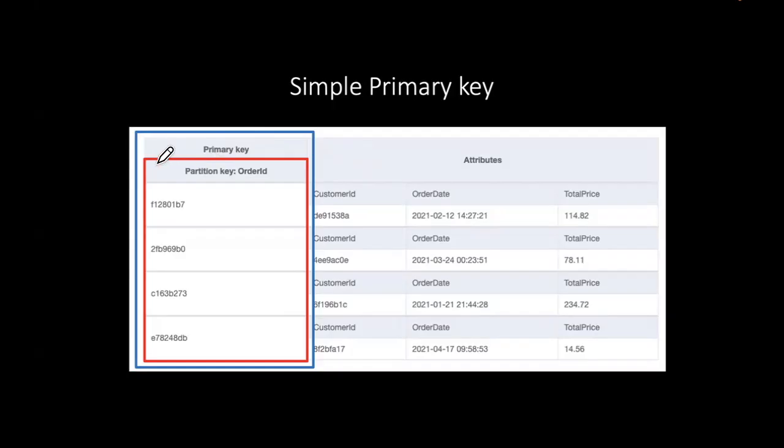But let's suppose I've decided I'm going to have a simple primary key for this customer orders table, and I'm using order ID as my primary key. And it's also the partition key, although I still haven't explained what role the partition key plays.